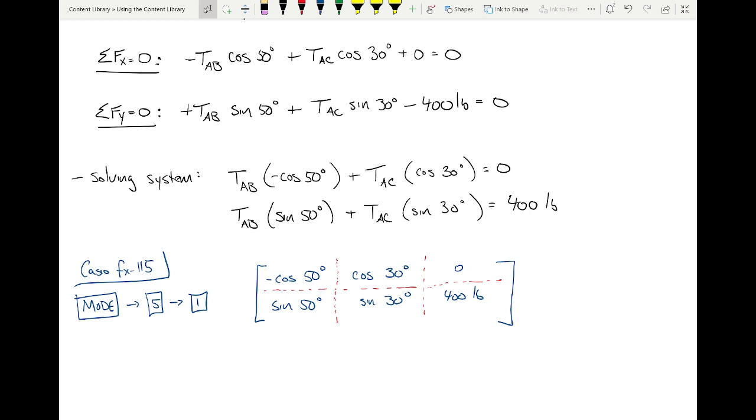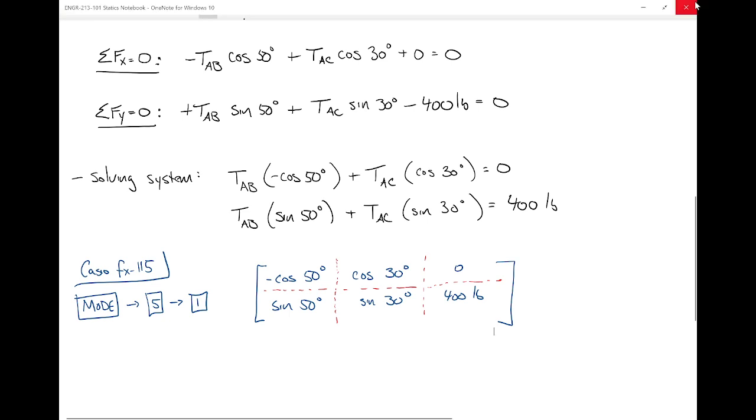One of the things that's very, very critical when you write out your equations of equilibrium is that you maintain the order. What I did when I rewrote this is I just kept everything alphabetical so that the TAB term was first, then the TAC. TAB, then TAC. And that's going to become important here in a second because the Casio, and really any of your calculators, is not going to understand which one's TAB, which one's TAC. So you have to keep that straight in your head. And the best way to keep that straight in your head is just to keep everything alphabetical. Okay? So what I'm going to do is break out the Casio, and we're going to solve this system. So bear with me.